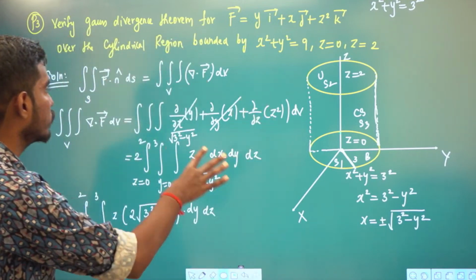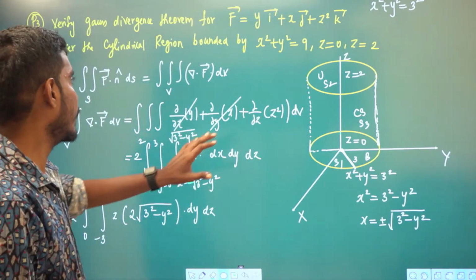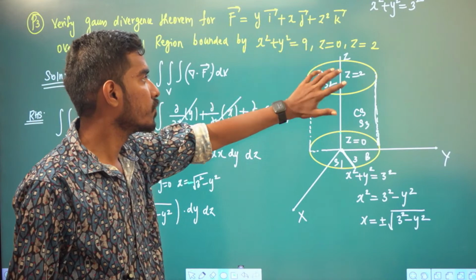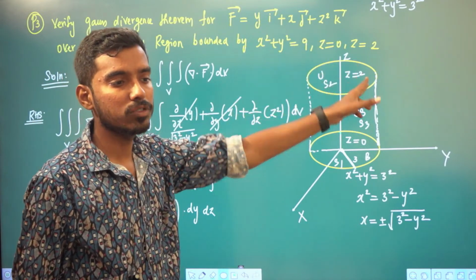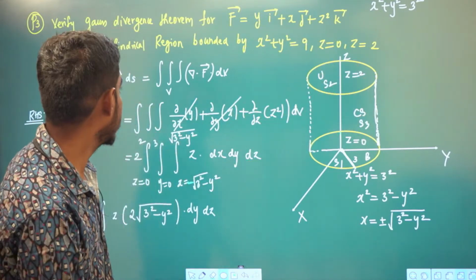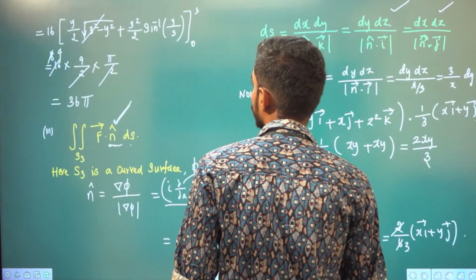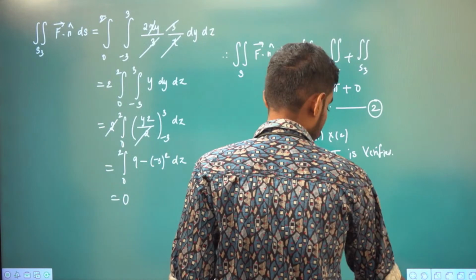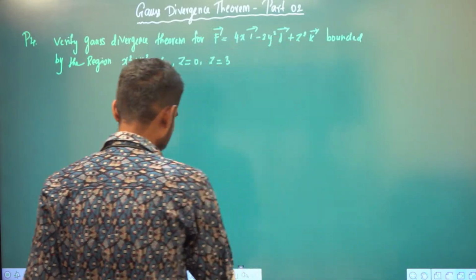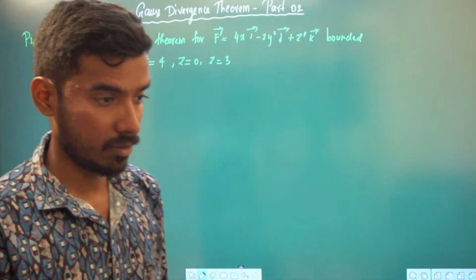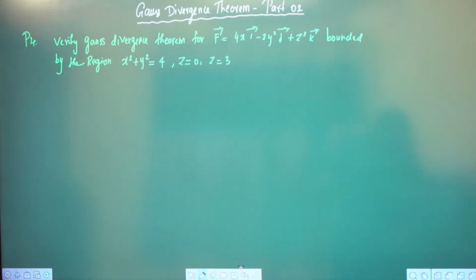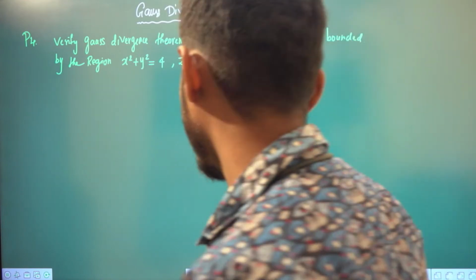Now we will solve one more problem based on this, a cylinder bounded by z is equal to 0 and z is equal to 4. If you haven't watched the previous class, please go through it. Problem 4 is alike problem 3; problems 1, 3 and 4 are alike. So try to do this problem on your own, but I will do it also.